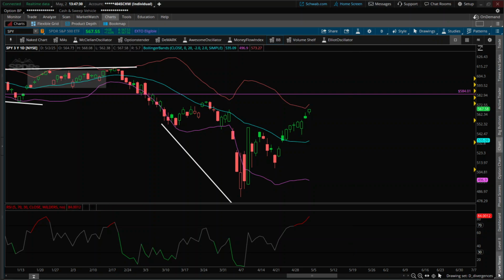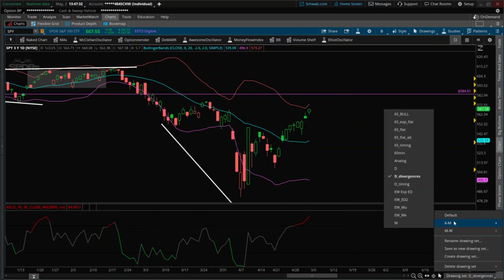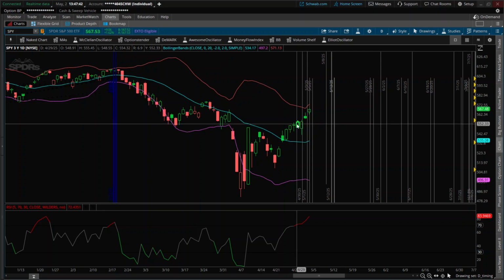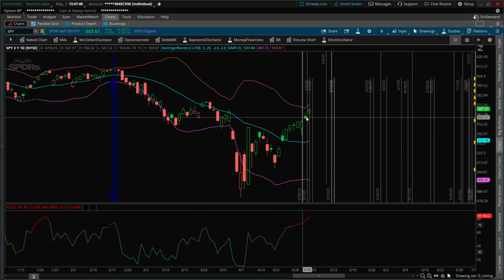Let's just change boards. Give you a look at, we're still in that timing window for a top. So that continues into the 5th, which is Monday, I believe. Today's the 2nd. Yep. So Monday, we're looking for a top. We're still in that cluster.